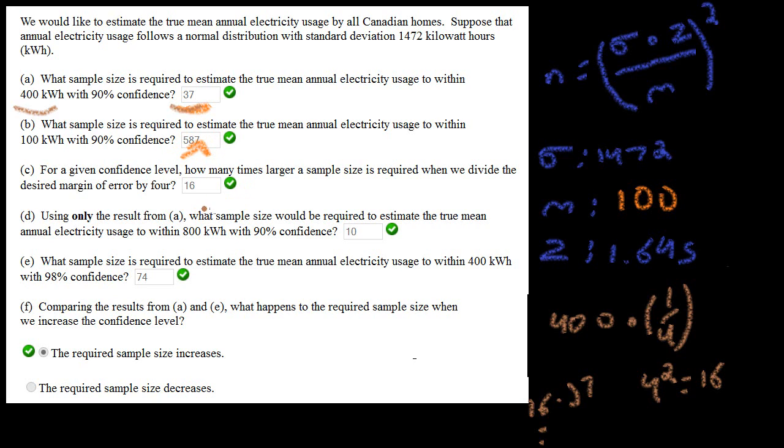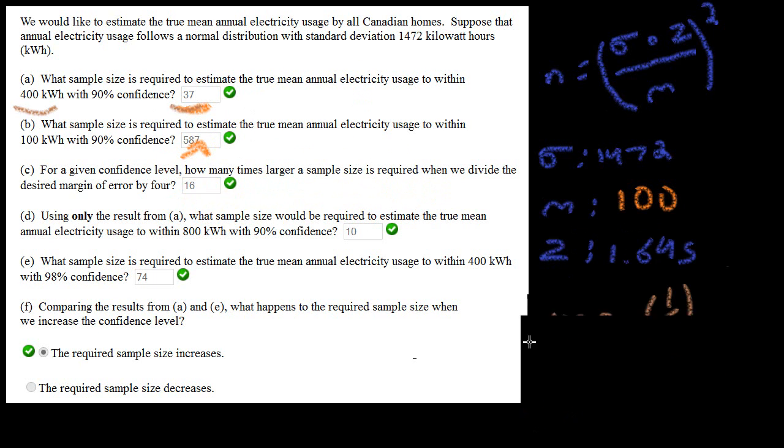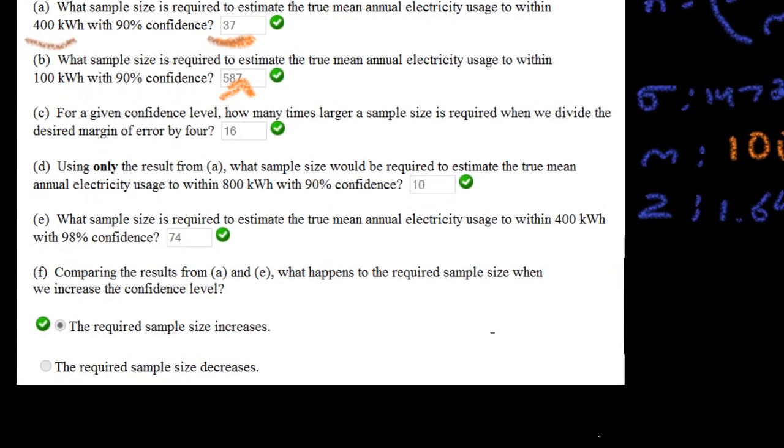Now, to answer this question, however, it's asking how many times larger a sample size is required. How many times larger? Well, the factor we got was 16. So that's going to be the answer. We're just going to have to multiply 16 by the sample size originally to get the new sample size. And that's how we would answer that kind of question. So let's move on to the next one.